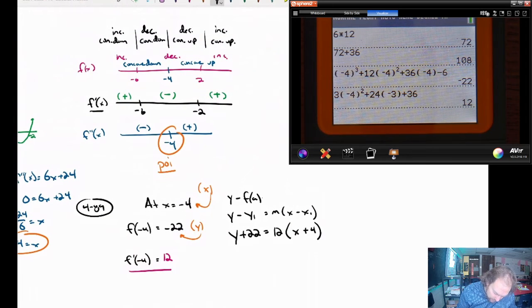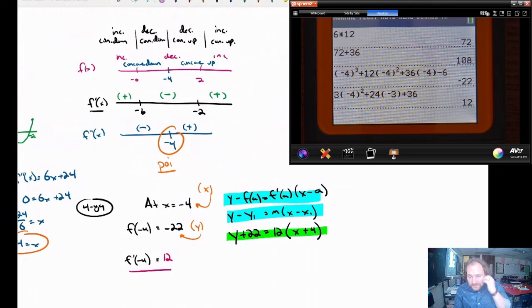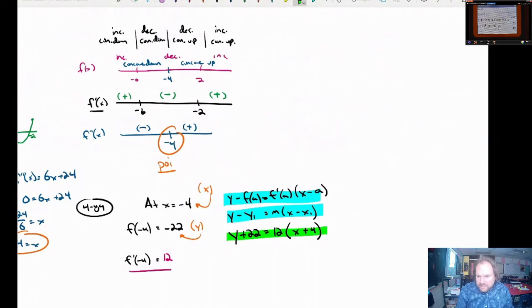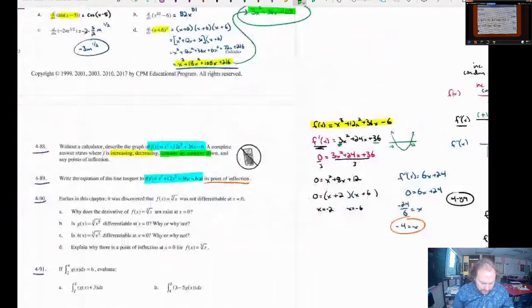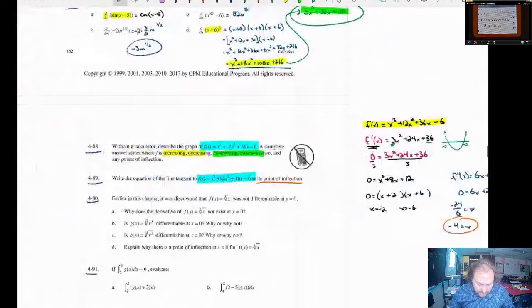Y minus f of a equals f prime of a times x minus a. These are all three of them the same. There's the calc version, the original version, and the version specific to this problem right there. That'll maybe help you out a little bit with this. You're going to keep seeing a problem like that on pretty much every homework set from now until the end of the class. So 490, one more of these.